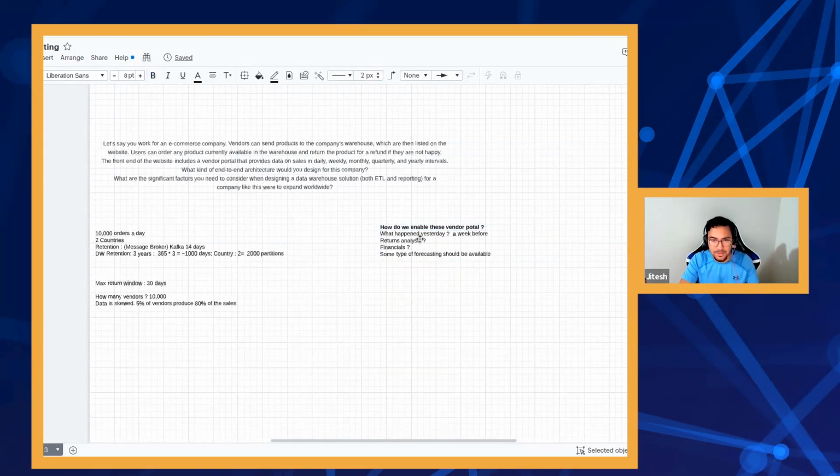So I put a header. How do we enable, ideally it should be called, what features to enable on the vendor portal.